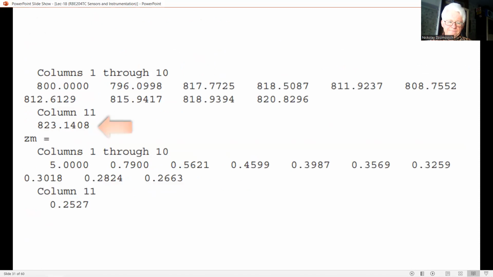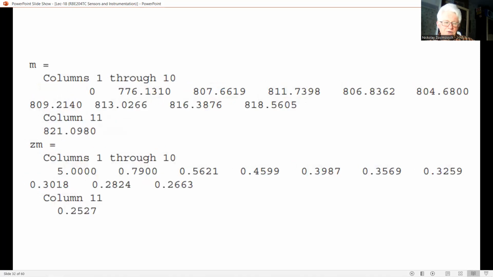And according to this result, we may use 823.1408 as the estimated strain. But we should note that the STD of the estimate has improved, and so the error has decreased as the iteration process proceeds. Okay? And now, case 2.